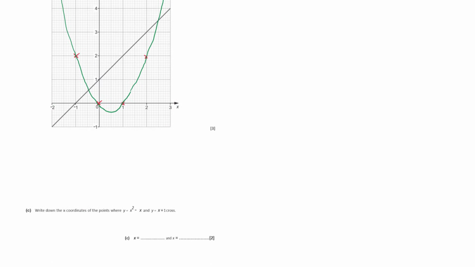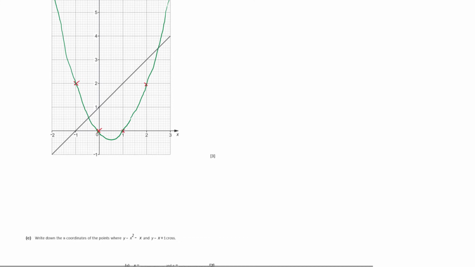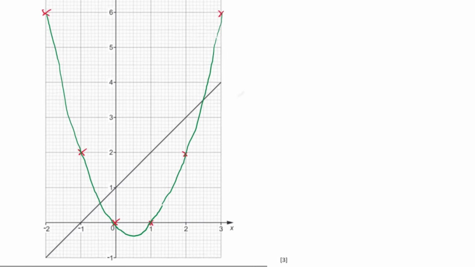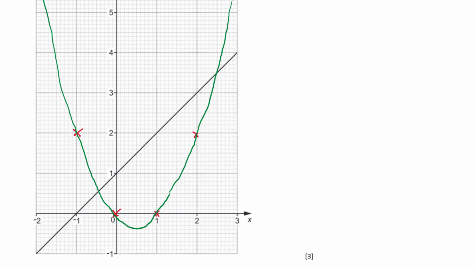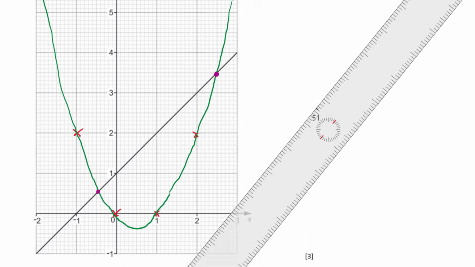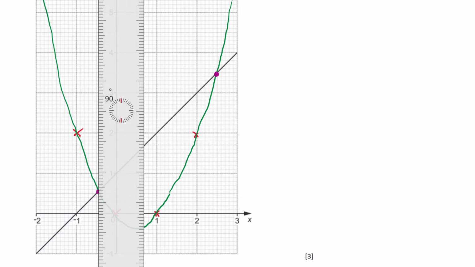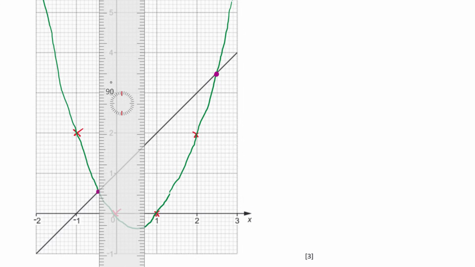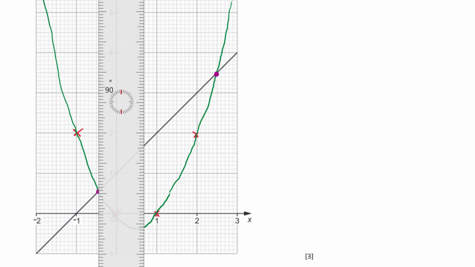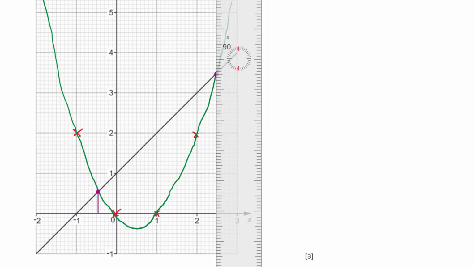Now the last point says write down the x coordinates of the point where the two graphs cross. Now you can see they cross in two places. They cross here, look, and here. Now we want the x value, so if I just get a ruler and I read down to the axes, it's probably the easiest thing. Over here.